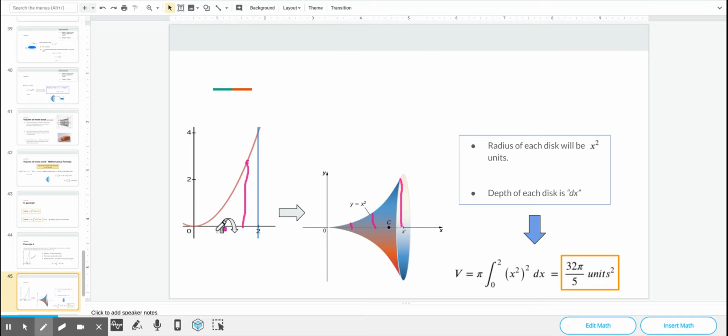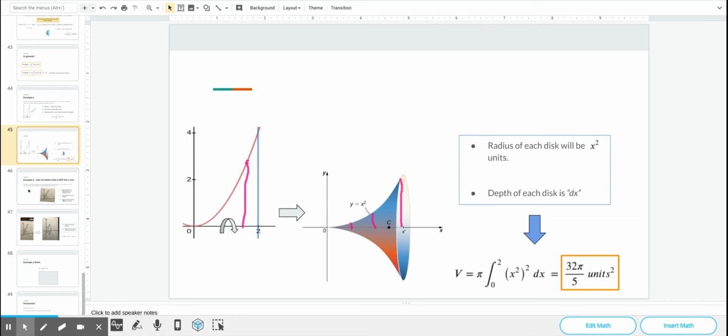So my region is ranging from 0 to 2, which means that's going to be my a and my b values. And from there, I know that I'm going to have to do pi r squared. Well, my radius is just x squared, so if I square that, I get x to the 4th. So can you do the integral from 0 to 2 of x to the 4th? Yes, it's x to the 5th over 5 from 0 to 2 times pi. The 0 part would cancel out, so really it's just 2 to the 5th, which is 32 over 5 multiplied by pi units cubed. And that's the exact volume of this solid figure that we would have created.